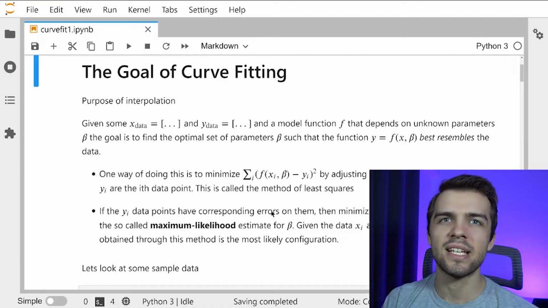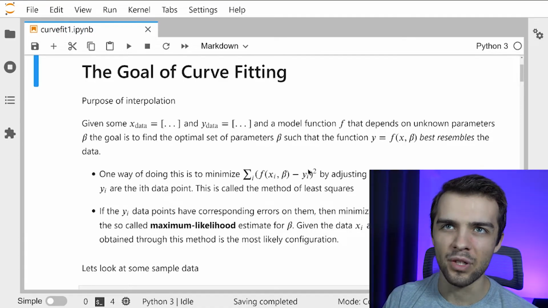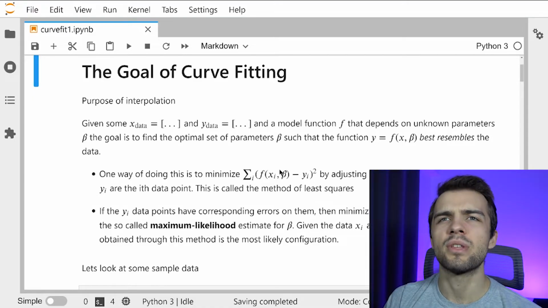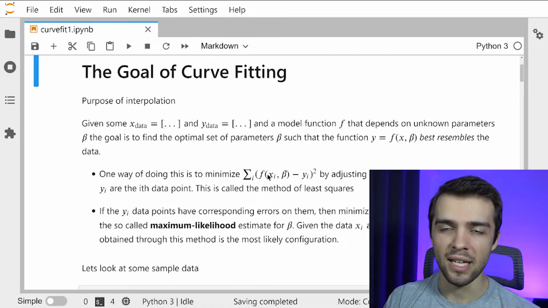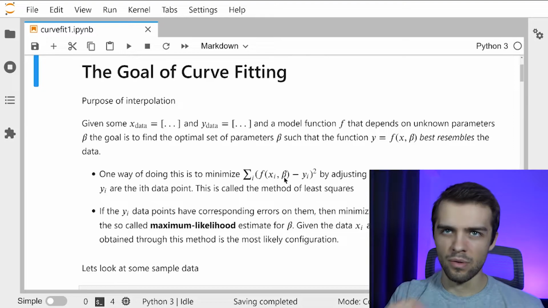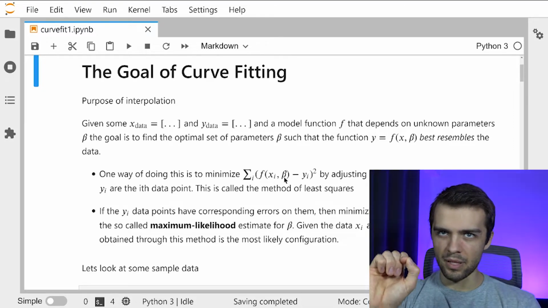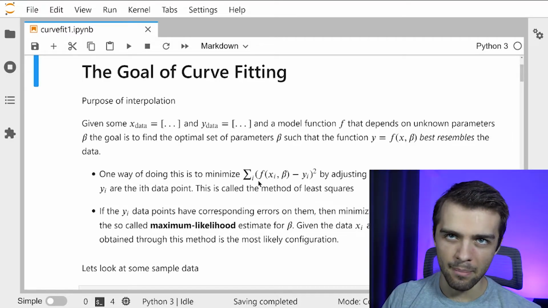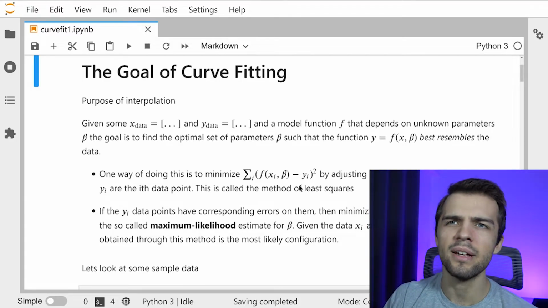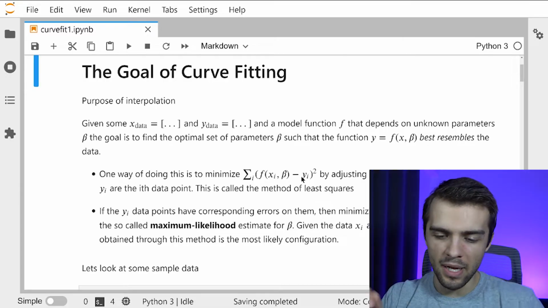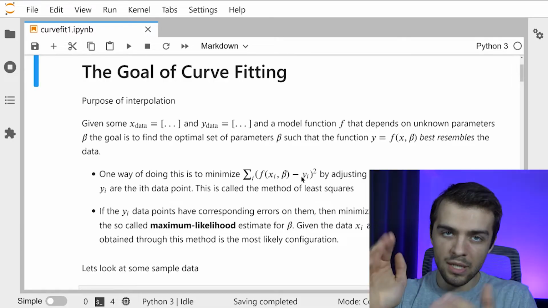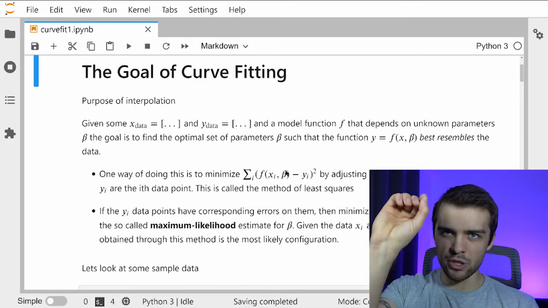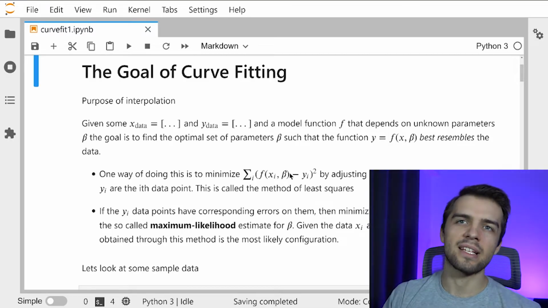Now, one way of doing this is to minimize the sum of the squares: f of x_i, beta, minus y_i. So I plug in my x_i data point. If that's a parabola, I go to x, I plug in the value, I get a function there. That's my model. This is the guess that my model makes for a particular value of beta, or values of beta, because remember beta has multiple things in it. It's a vector. And y_i is this data point. So I look at the difference between those, I square it, and I sum these all together.